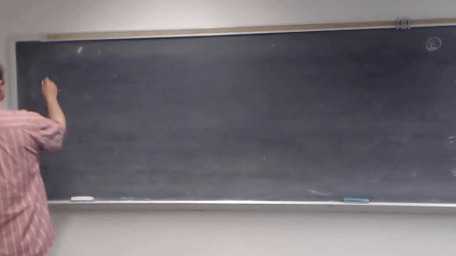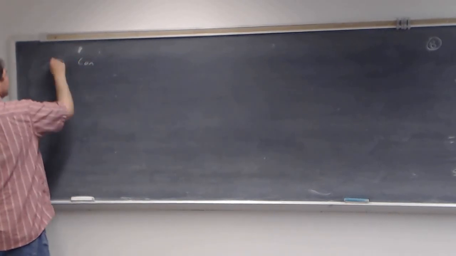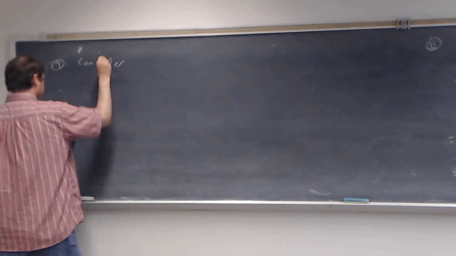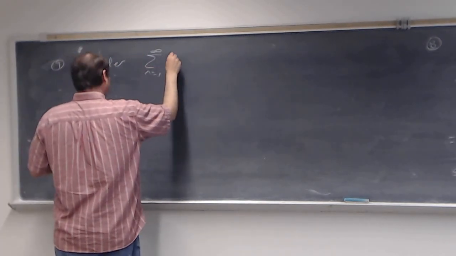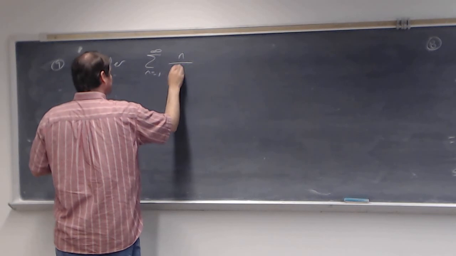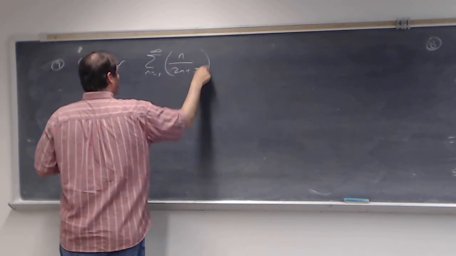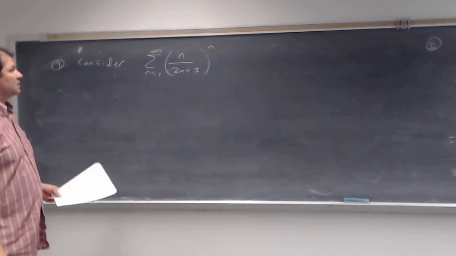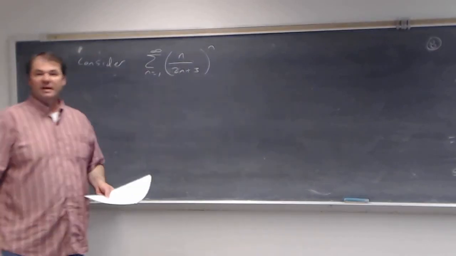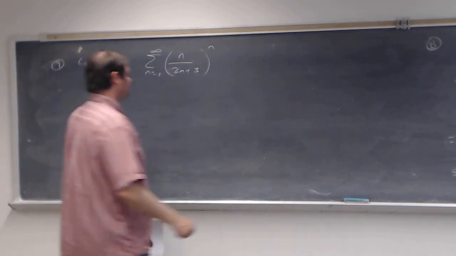Okay. The last example, example 9: consider the sum as n runs from 1 to infinity of n over 2n plus 3, all raised to the n power. Because of this nth power being involved, the root test will be advantageous.